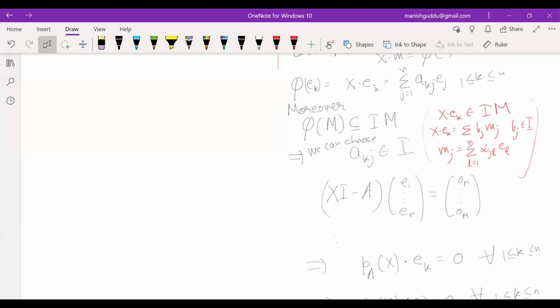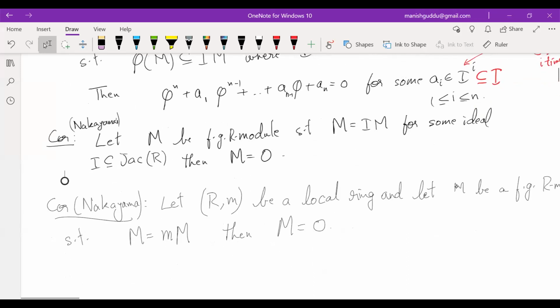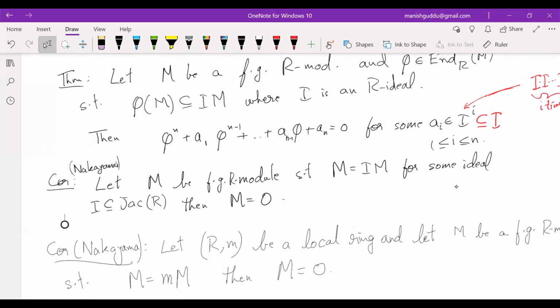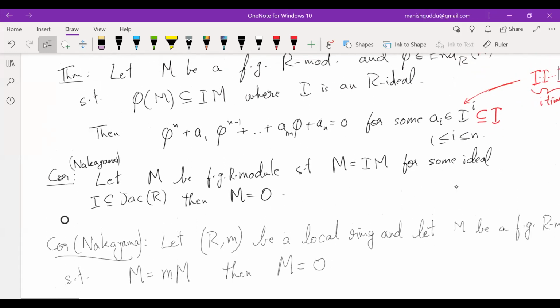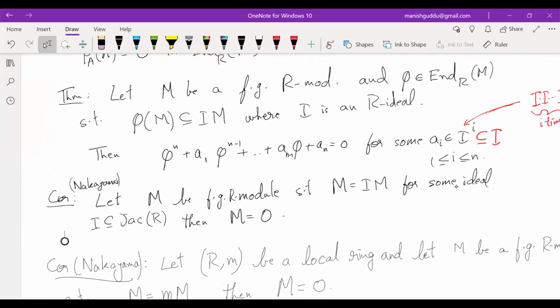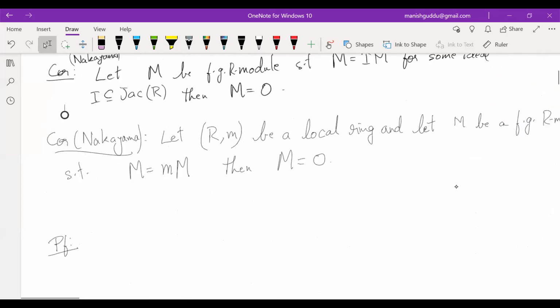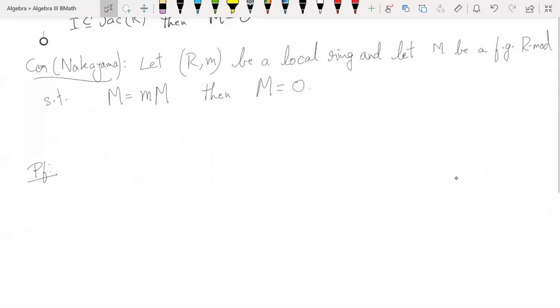Okay, so let's take maybe a 4-minute break, and then we'll prove the first corollary, Nakayama, using that theorem, and the second one, as I said, is just a special case. So we have to apply this theorem to get Nakayama's lemma. We need to know what phi is. We are given that M equals IM, where I is contained in the Jacobson radical of R, and M is finitely generated. We want to conclude that M is zero.